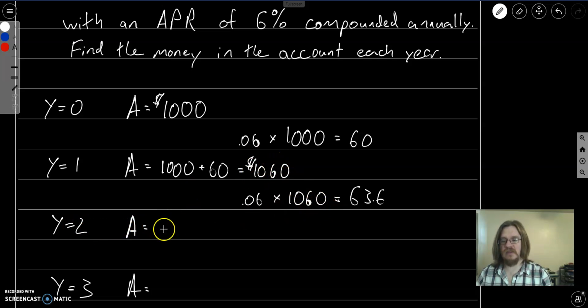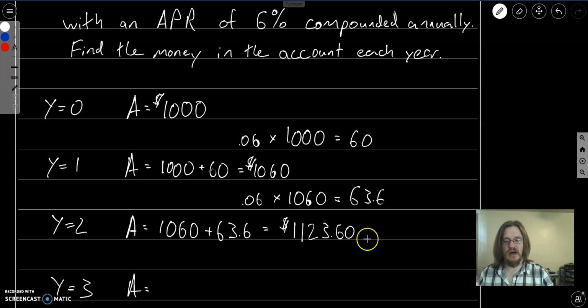So at the end of year 2, we will have how much money is in our account plus our interest, which when we add this together, we'll get 1,123.60. So 0.6 is the same as 0.60. So we've got $1,123.60. So we earned a little bit more interest in that next year.